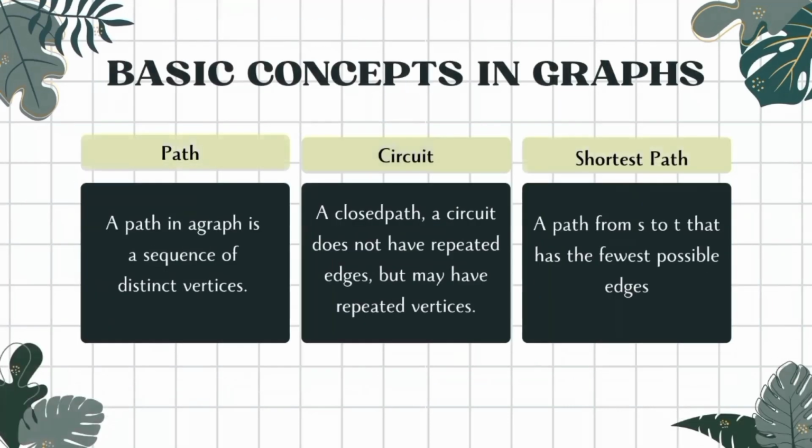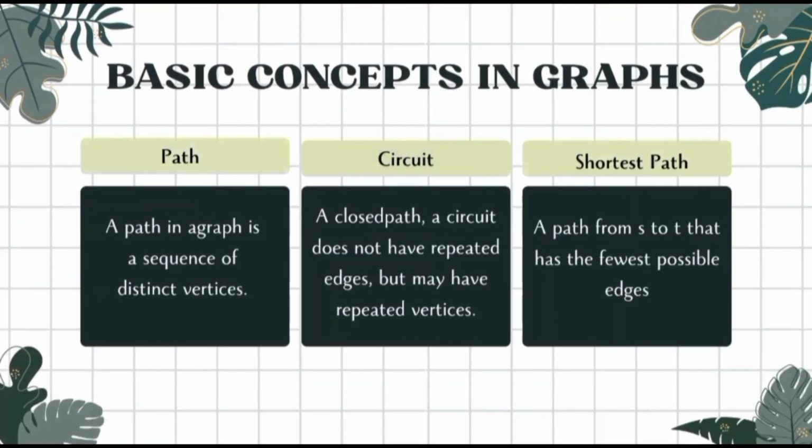Basic concepts in graphs. First, a path in a graph is a sequence of distinct vertices. Then the second, a circuit is a closed path, namely a path that does not have repeated edges but may have repeated nodes. And the last, the shortest path is a path from S to T that has the fewest possible edges.